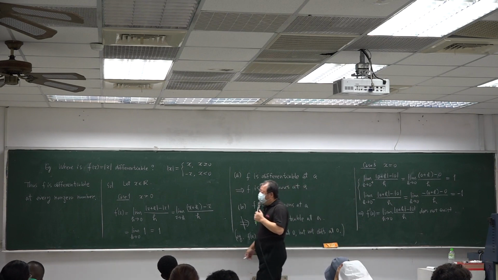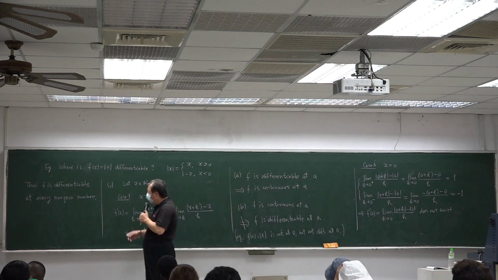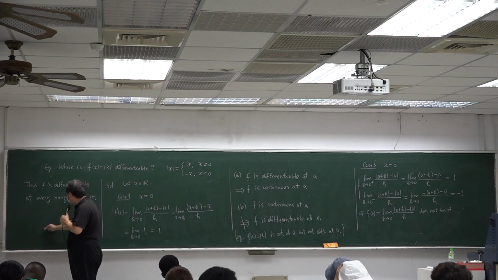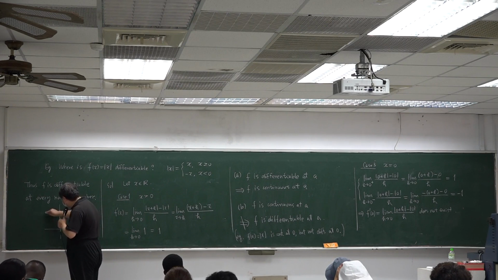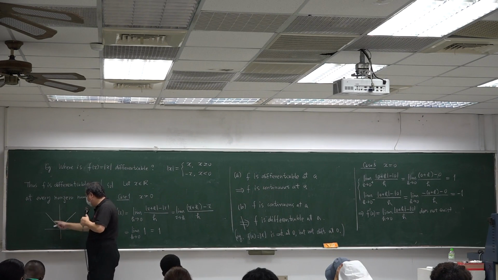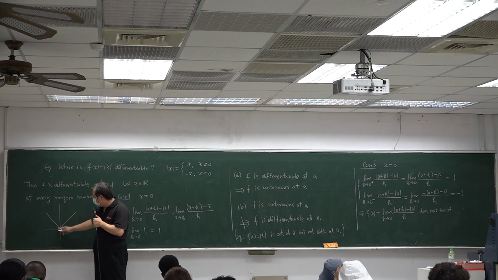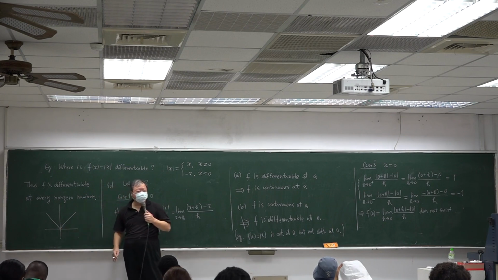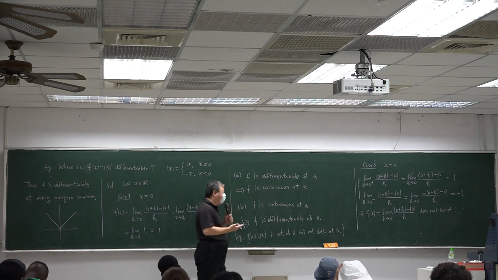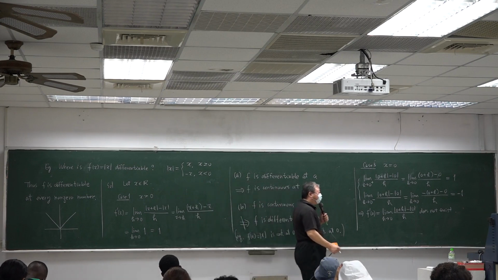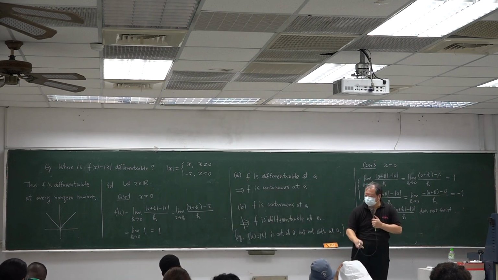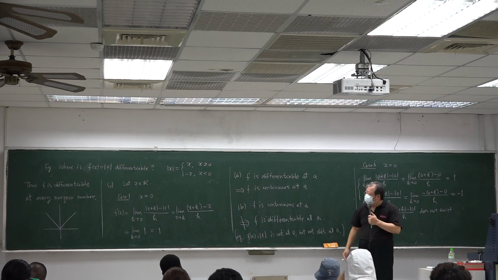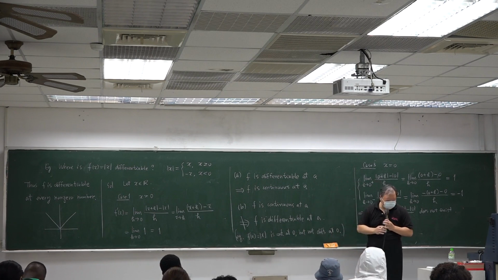So differentiable means smooth. The absolute value function is continuous here, but there is a corner here, not smooth. Okay, there's a right angle here, the corner. So this leads to the next question. What question?